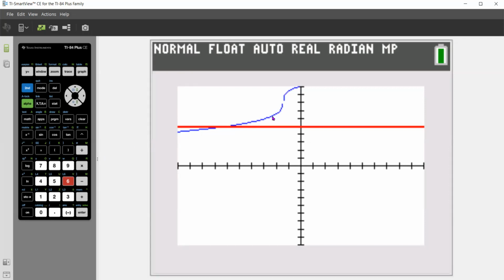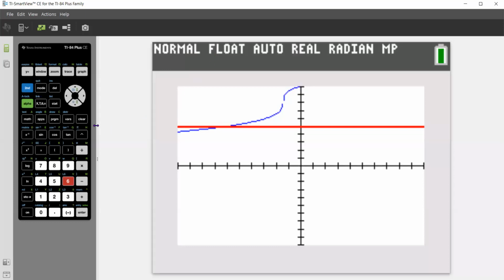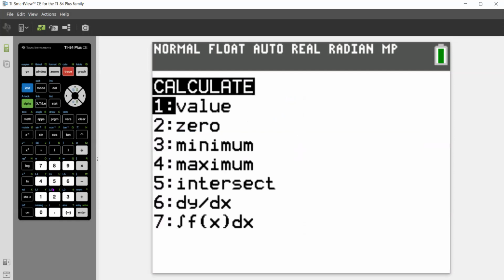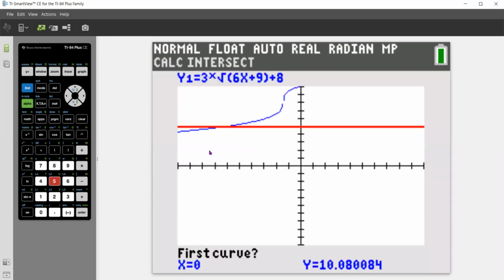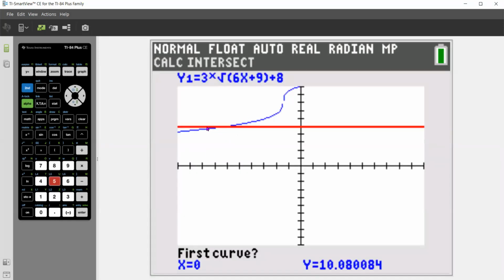Okay, we have a better picture of what the graph looks like. This right here, the one in blue, is my cube root of 6x plus 9 plus 8. This right here, the straight horizontal line, is my y equals 5. Notice they do intersect at a point right here. So I'm going to press second trace, 5 for intersect, and it's going to ask me for the first curve. And look what is located as the first curve, the cube root of 6x plus 9 plus 8.